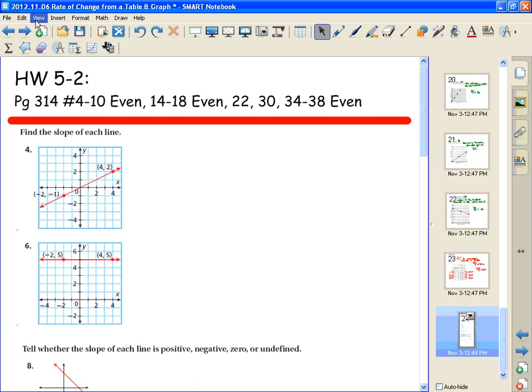And that's it. And then for homework 5.2, the assignment is going to be in class, page 314, number 4 through 10 even, 14 through 18 even, 22, 30, and 34 through 38 even.